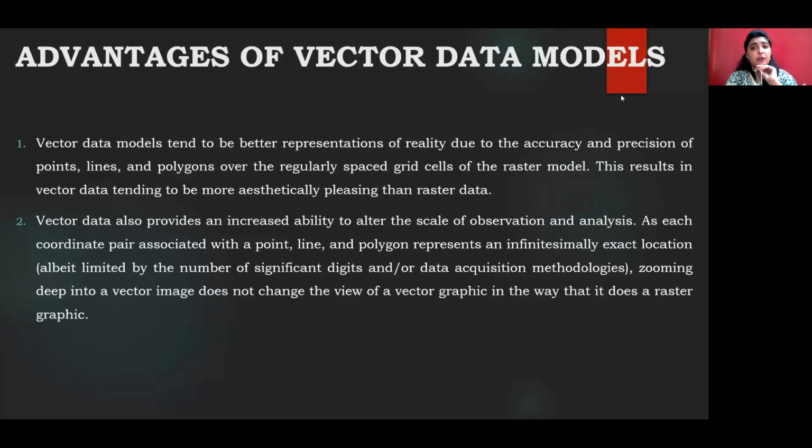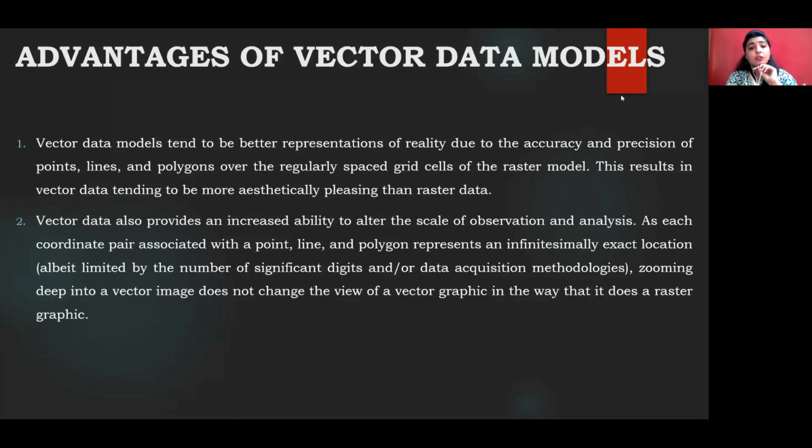The advantages of the vector data model: vector data models tend to be better representations of reality due to accuracy and precision of the points, lines and polygons. This results in the vector data tending to be more aesthetically pleasing than the raster data, which we come to next. We'll see how raster data is being represented.